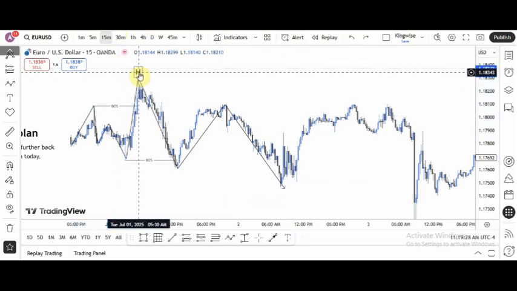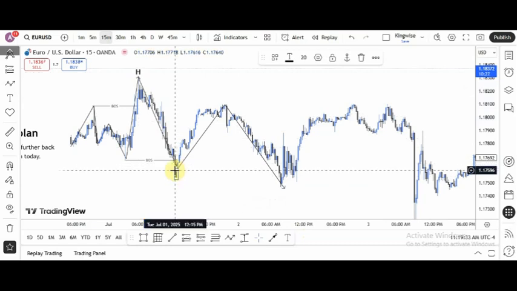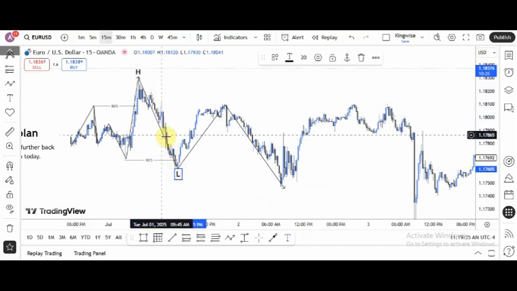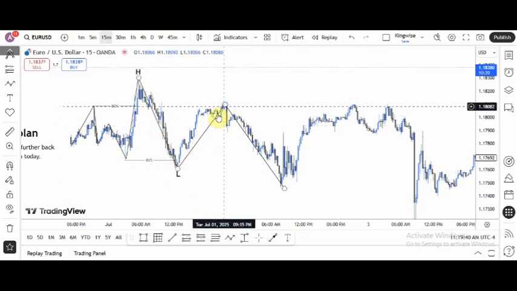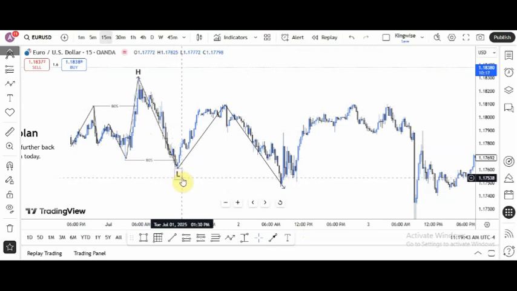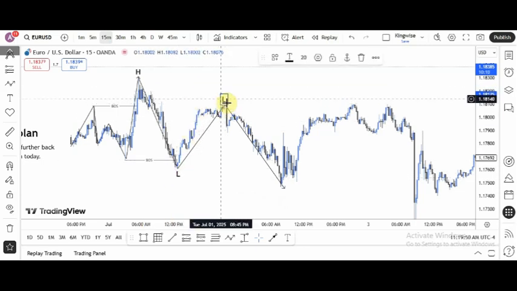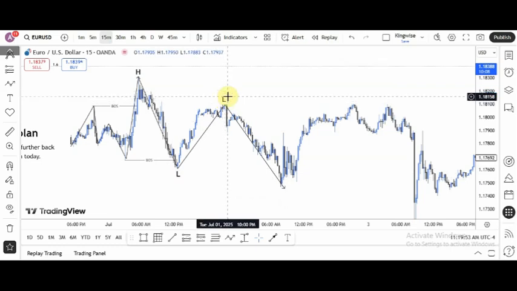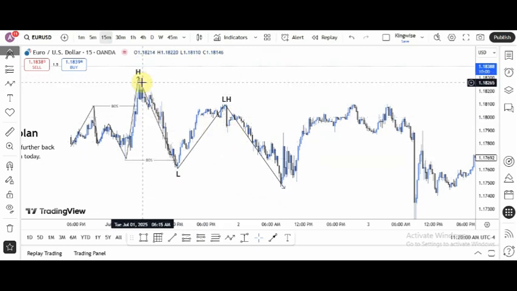We have here as our high, and this guy as our low. Now, when price pushed up, it formed a what? It formed a lower high. Formed a lower high because it is lower than this low.